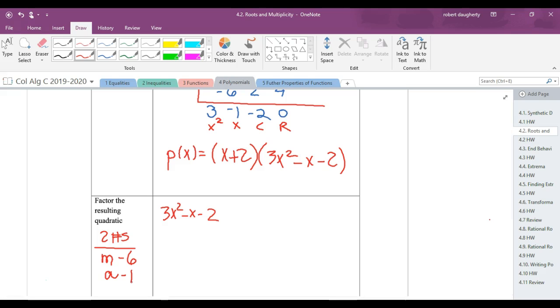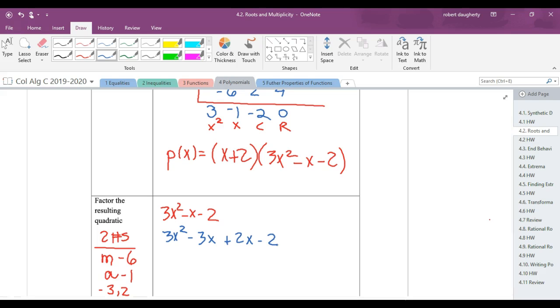Negative 3, positive 2. Those multiply to negative 6, they add to negative 1. Now, what do I do with these numbers? I go back to the original equation, and I have to write it like this: 3x squared minus 3x, remember this, plus 2x minus 2. Now I can factor by what method?